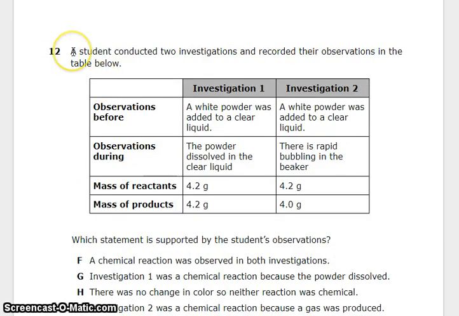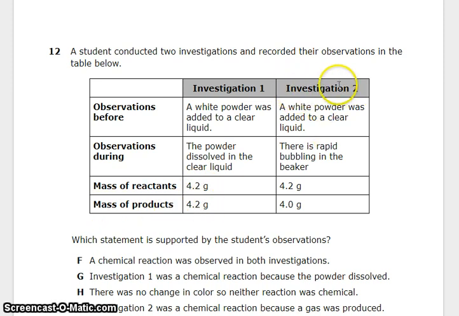Number 12. A student conducted two investigations and recorded their observations in the table below. So we have investigation 1 and investigation 2. Observations before: a white powder was added to a clear liquid. During, the powder dissolved in the clear liquid. Mass of reactants 4.2, mass of products 4.2.